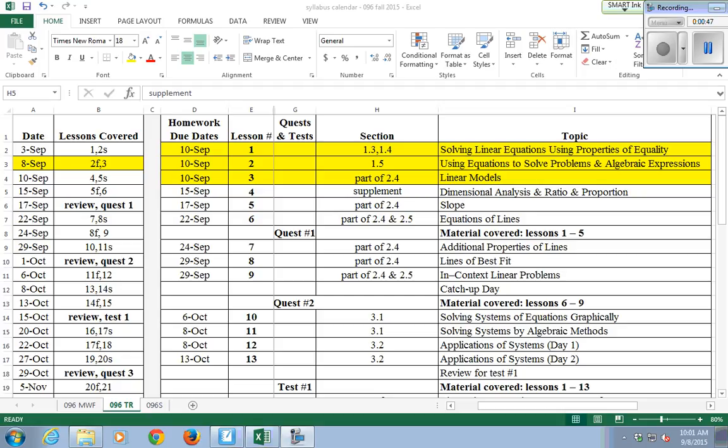I just want to point out that your first homeworks are due on Thursday, September 10th, for lessons 1, 2, and 3. So that's 3 assignments I'll do on Thursday.